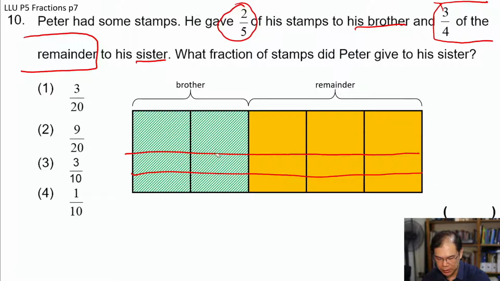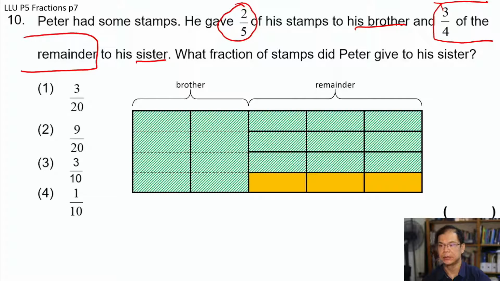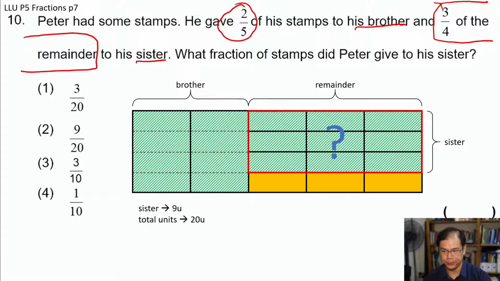Okay, I'm going to erase my handwriting. And then 3 out of 4. So 3 out of 4. And this goes to the sister. Okay, what fraction of stamps did Peter give to his sister? So let's count. How many units goes to the sister? 9 units. How many units are there altogether? 20 units. Okay.